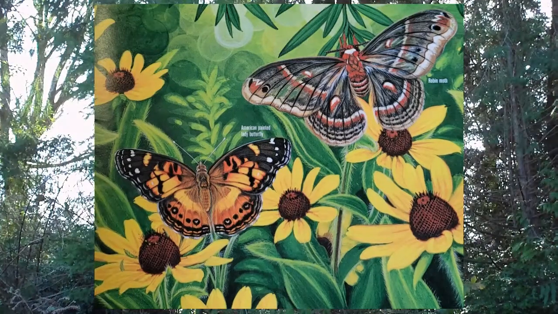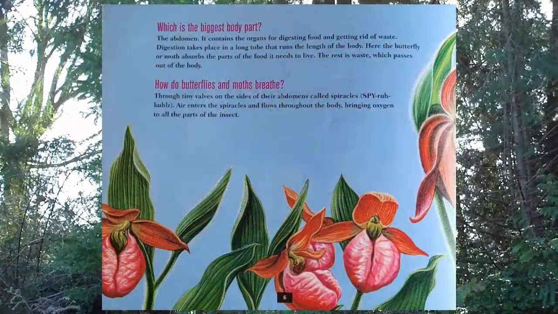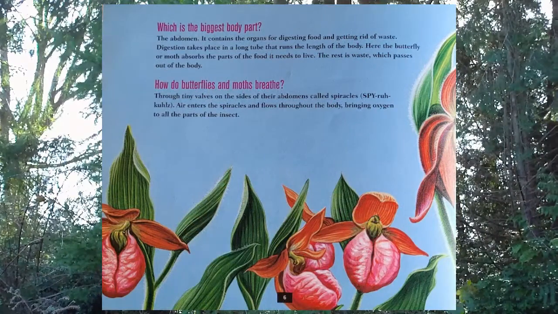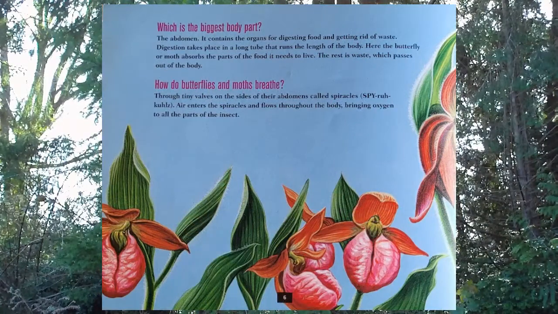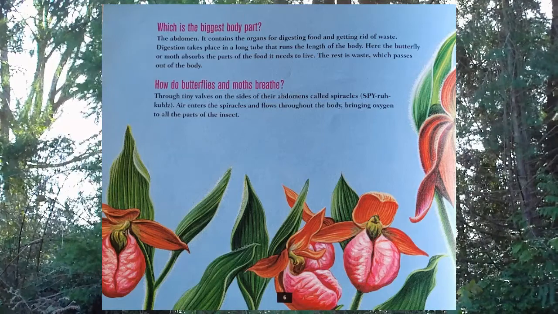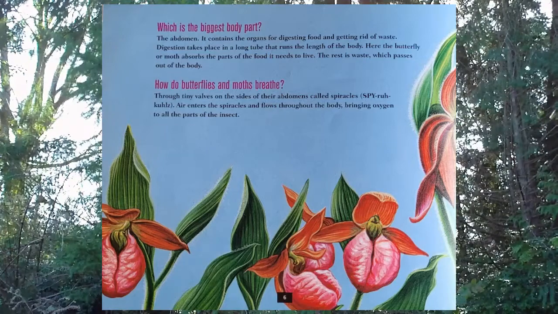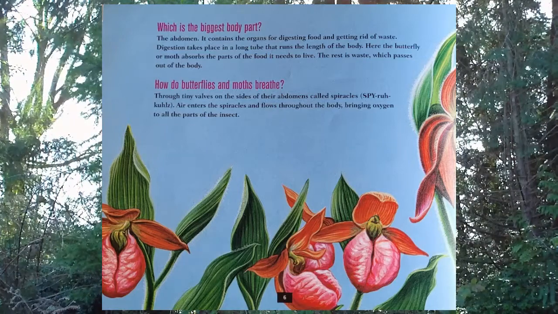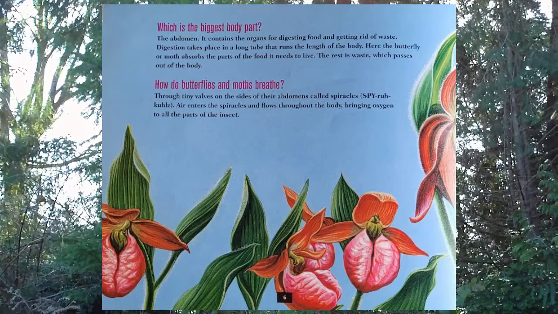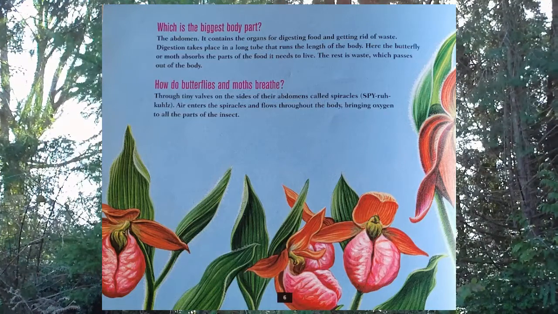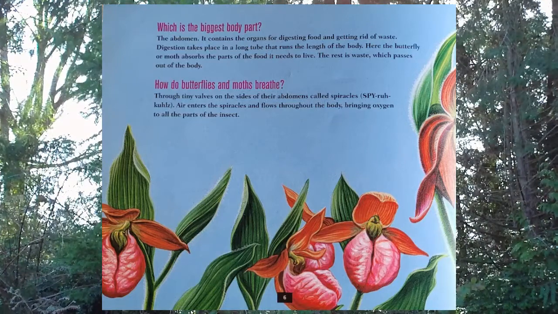And in this picture, friends, you can see on the bottom left-hand side the American painted lady butterfly, and in the top right, the robin moth. Very cool. Which is the biggest body part? It's the abdomen. It contains the organs for digesting food and getting rid of waste. Digestion takes place in a long tube that runs the length of the body. Here, the butterfly or moth absorbs the parts of the food it needs to live. The rest is waste, which passes out the body.